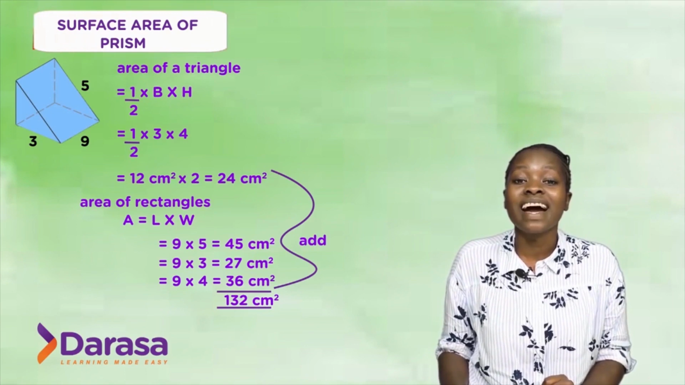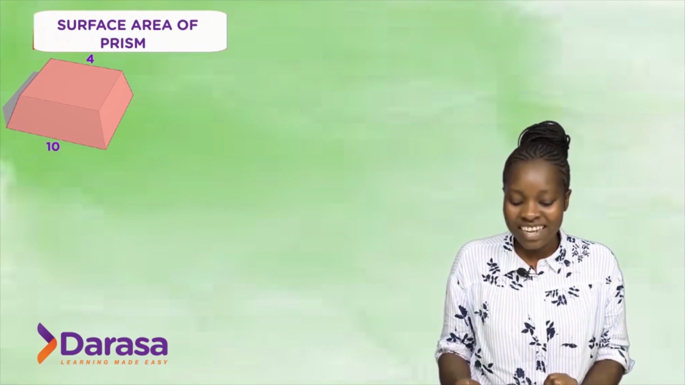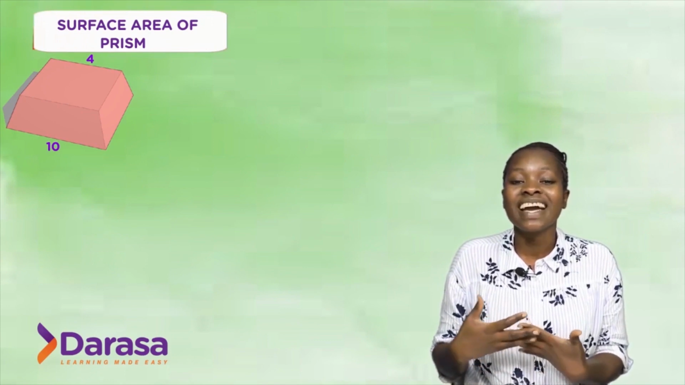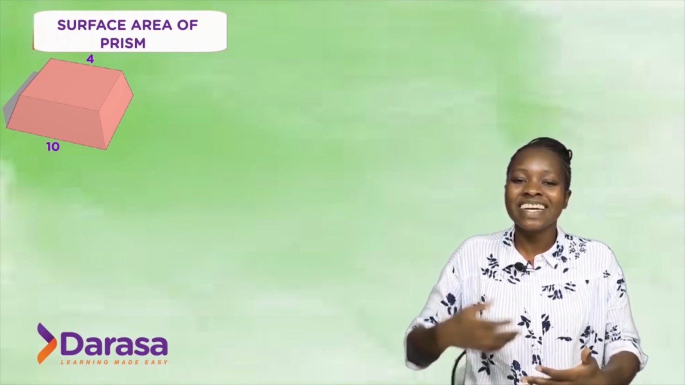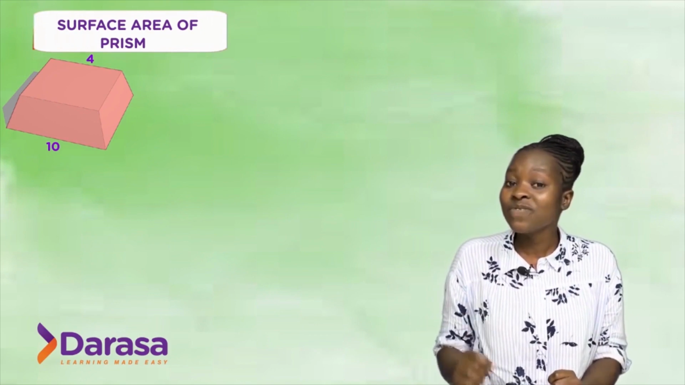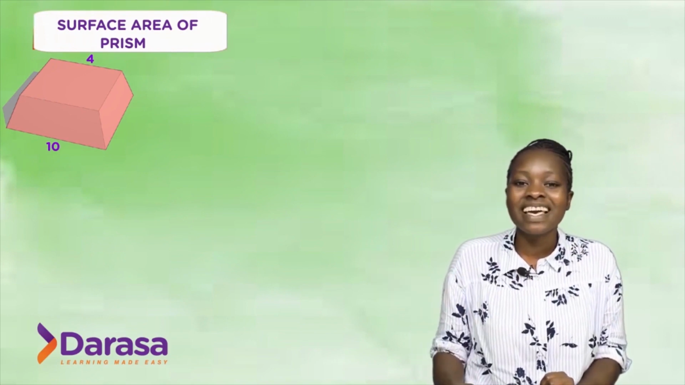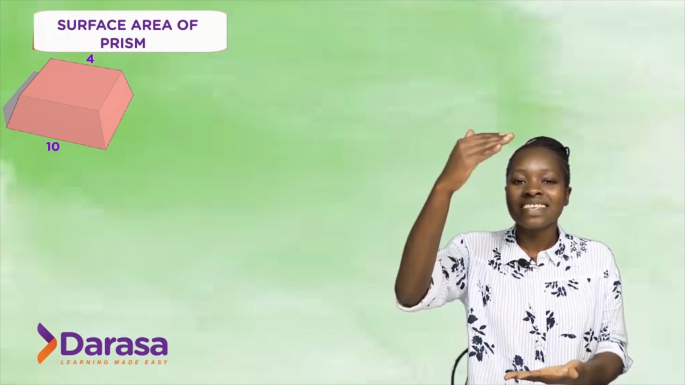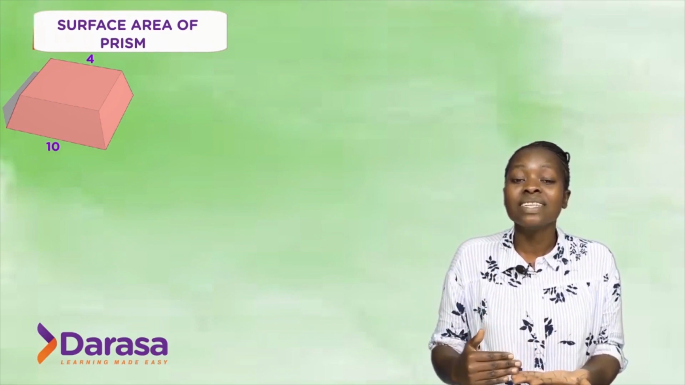Now, we have another prism given here. So how do we find the surface area of our prism? Our prism has a cross-sectional area, and this cross-sectional area is a trapezium. So it's like you're entering through a trapezium and getting out through a trapezium. And how do we find the area of a trapezium? Area of a trapezium is a half times a plus b times height, where a plus b are the top and the bottom, the opposite parallel sides of a trapezium.